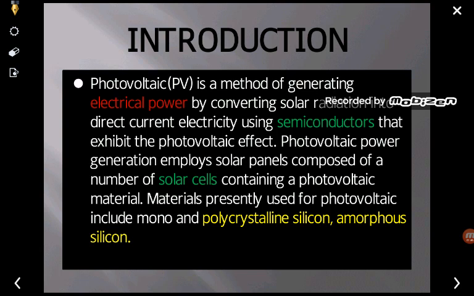First we must know the term photovoltaic. The introductory part of this term is already given in semester 2, so you have already gone through it. What is photovoltaic? Photo means light and voltaic means voltage. When light energy is converted into electrical energy by this method, it is said to be photovoltaic. So photovoltaic is a method of generating electrical power.